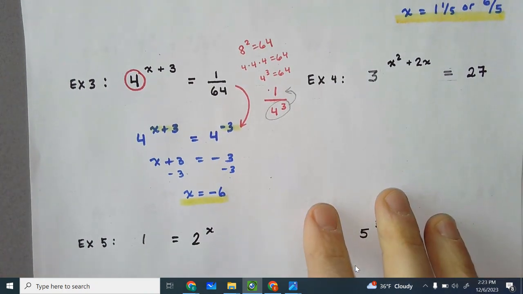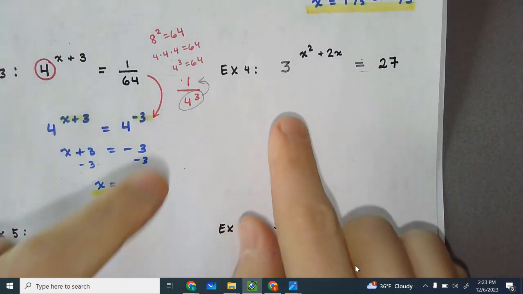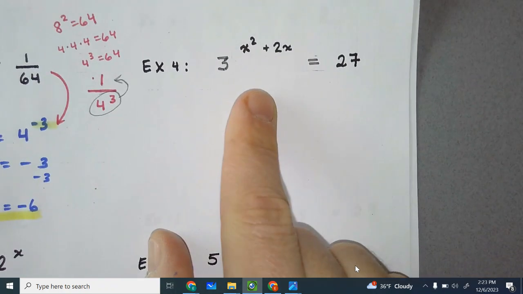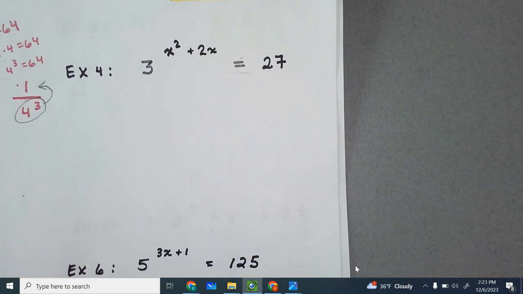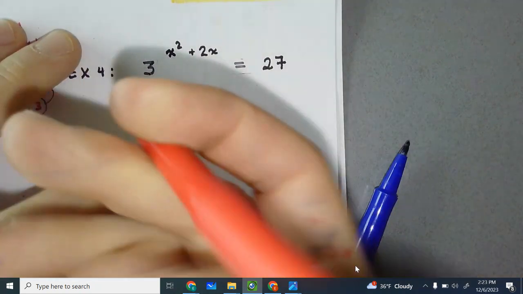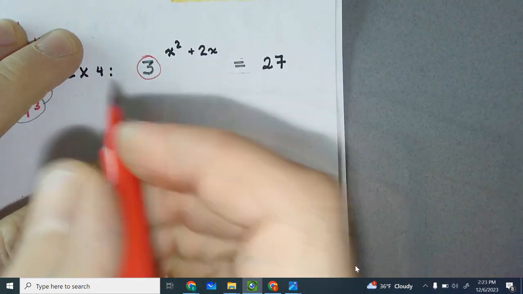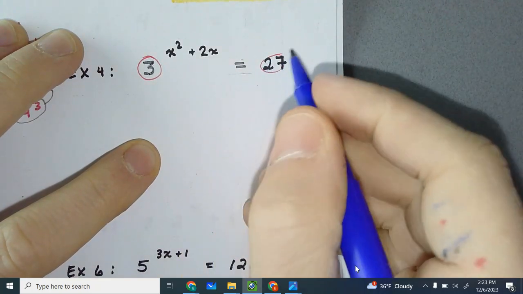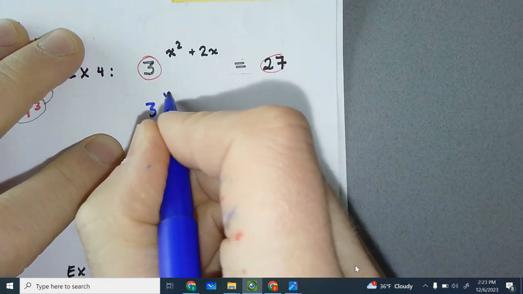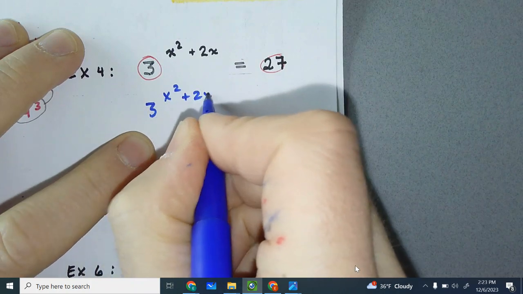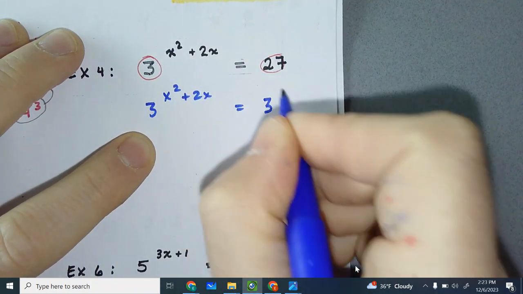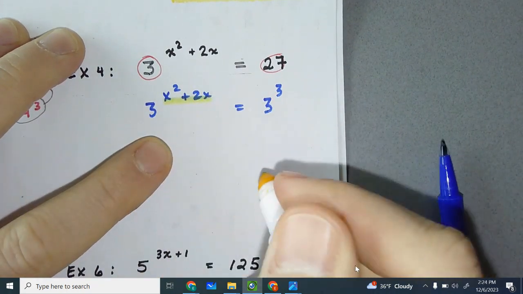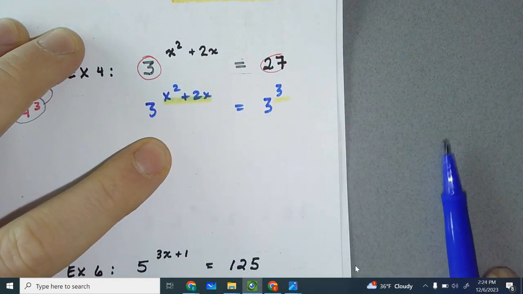All right, scooching along. Let's take a look at number 4 here. This is the example of a problem that could have more than one solution. We start by noticing our base is 3. So we want to rewrite 27 as 3 to a power. That would be 3 raised to the third power. Therefore, x squared plus 2x and 3 are the same thing.